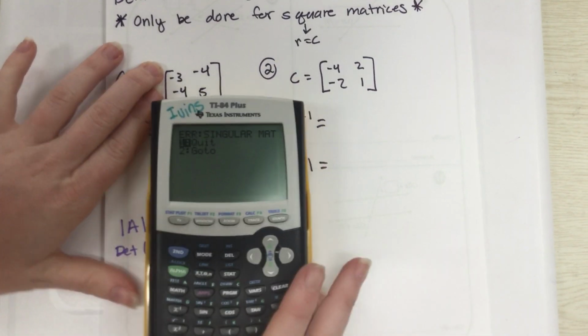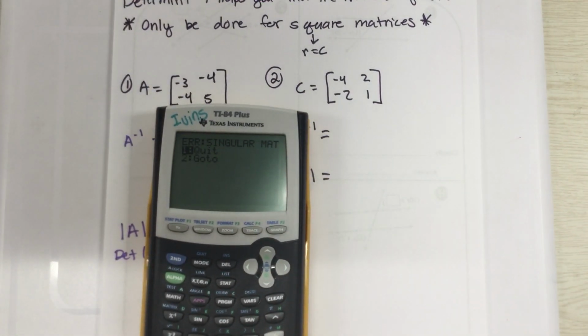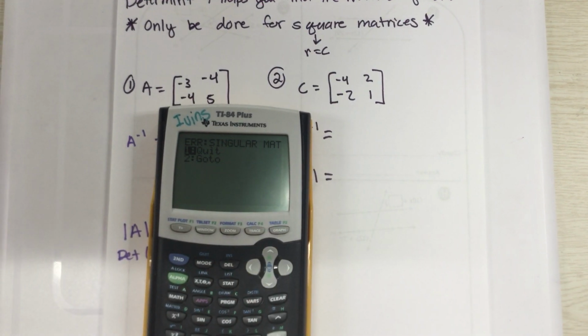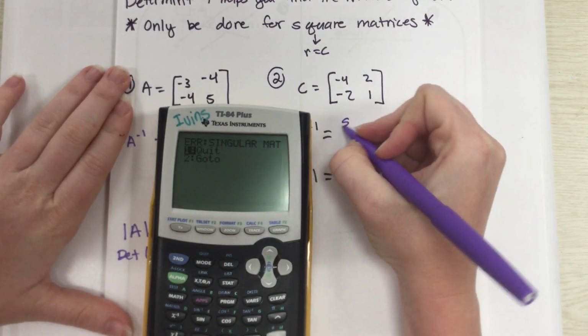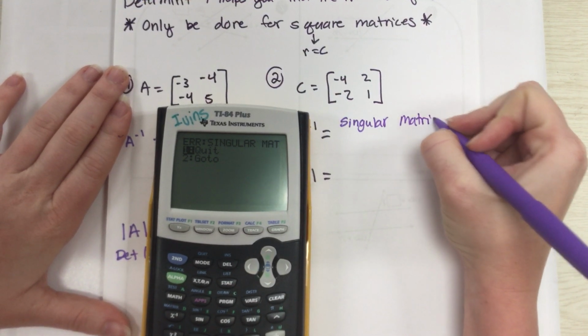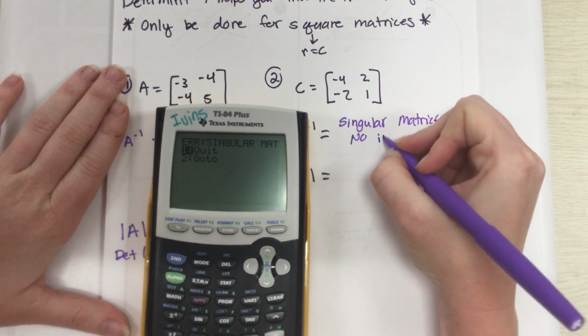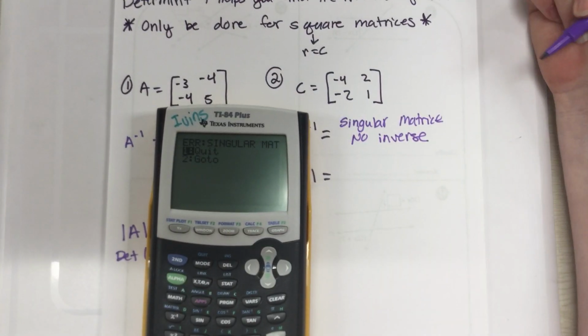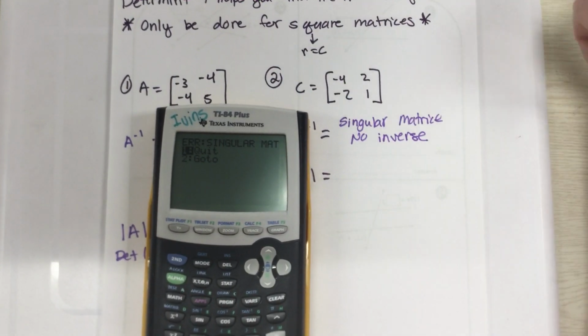Pause if you're not here because I want to explain what's happening. It says singular matrix C. What that means is this one doesn't have an inverse. It is a singular matrix, matrix C. No inverse. And we're going to know why here in a second. The reason is something about the determinant.